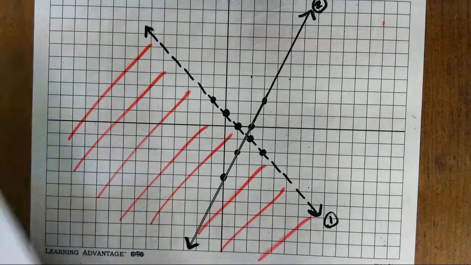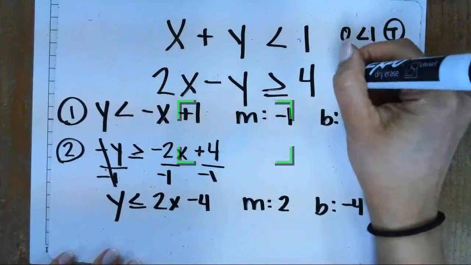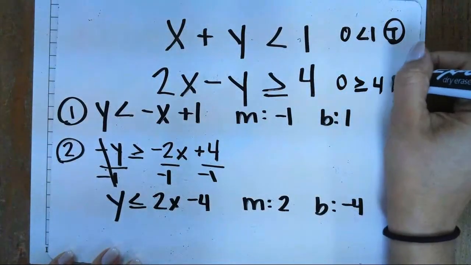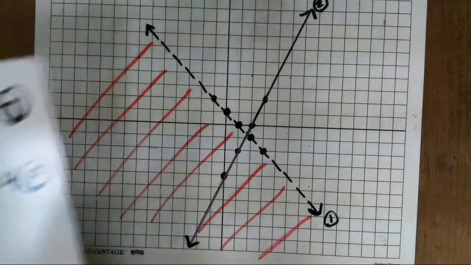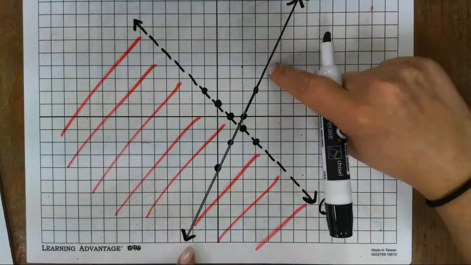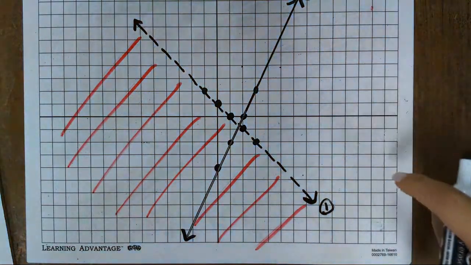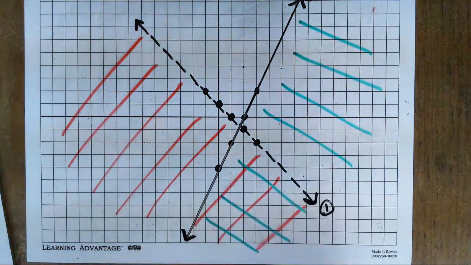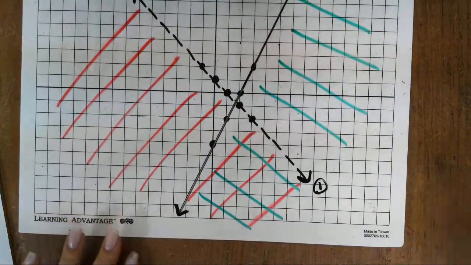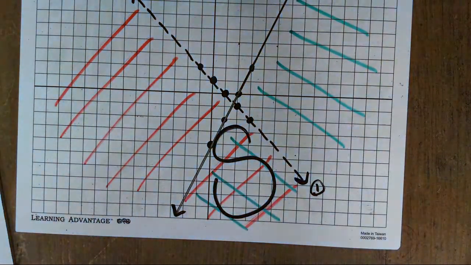Now my second line, again, if I use 0, 0, this turns into 0 greater than or equal to 4, and that's false. So I'm going to shade away from my test point. In this case, I'm going to shade downward, so I'm shading this direction here. Now again, you can see where the shading is overlapping. So your solution is that little triangle right here. Hopefully that makes some sense.